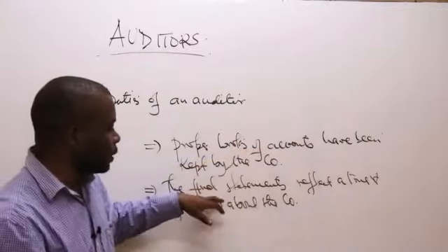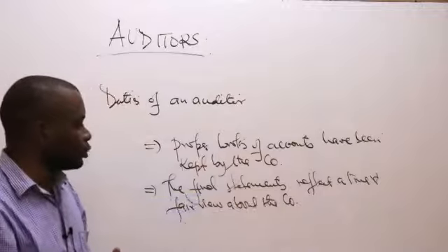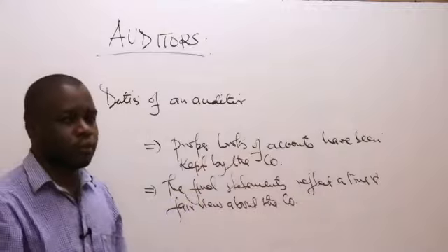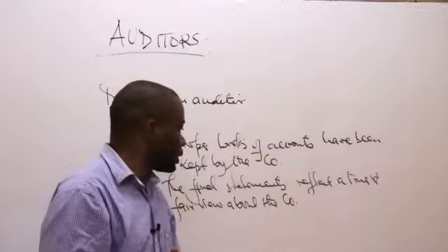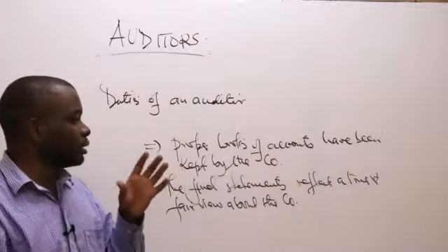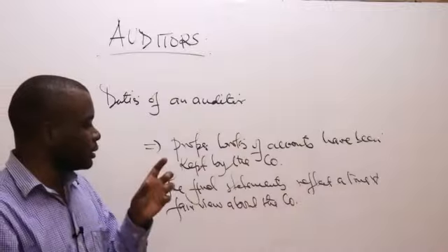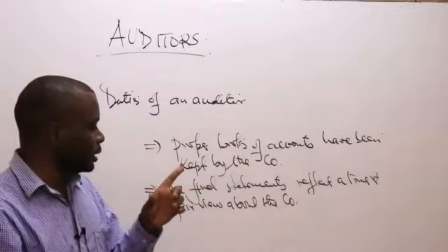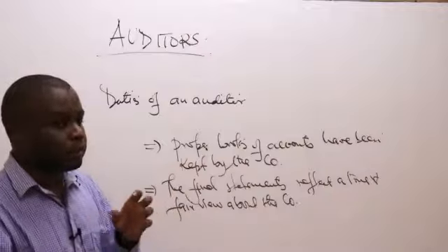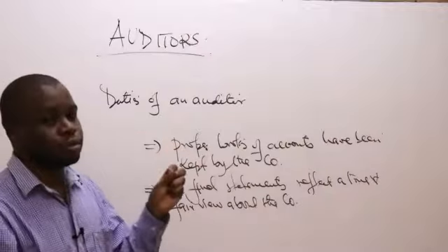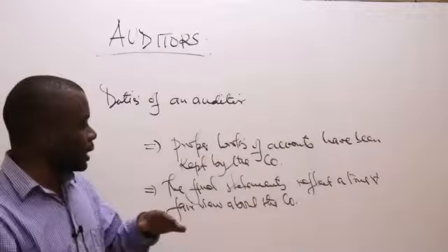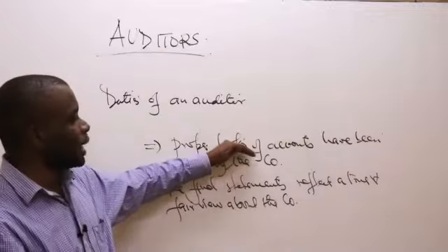When you talk about the final statements, we mean the statement of financial position or maybe the statement of income. This statement of income is reflecting the final figures. For example, before you arrive at the sales in the income statement, there are several transactions that are contributing to the sales. These are contained in the books of accounts of the company.